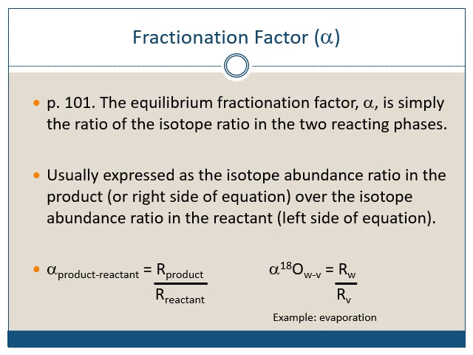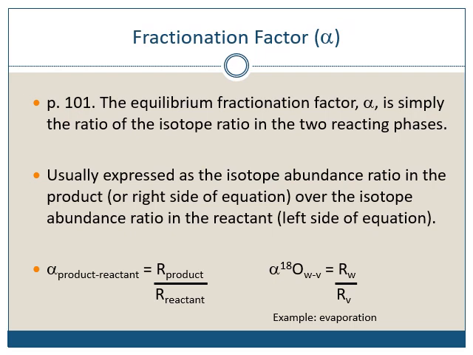And as I mentioned, the isotope fractionation factors are, for the most part, very close to 1, because the partitioning of isotopes between compounds is very minor. The fractionation factor here is usually expressed as the isotope abundance ratio in the product, on the right side of the equation, over the abundance ratio in the reactant on the left side of the equation. And so here we can see alpha product-reactant is equal to the ratio of isotopes in the product divided through by the ratio of isotopes in the reactant.